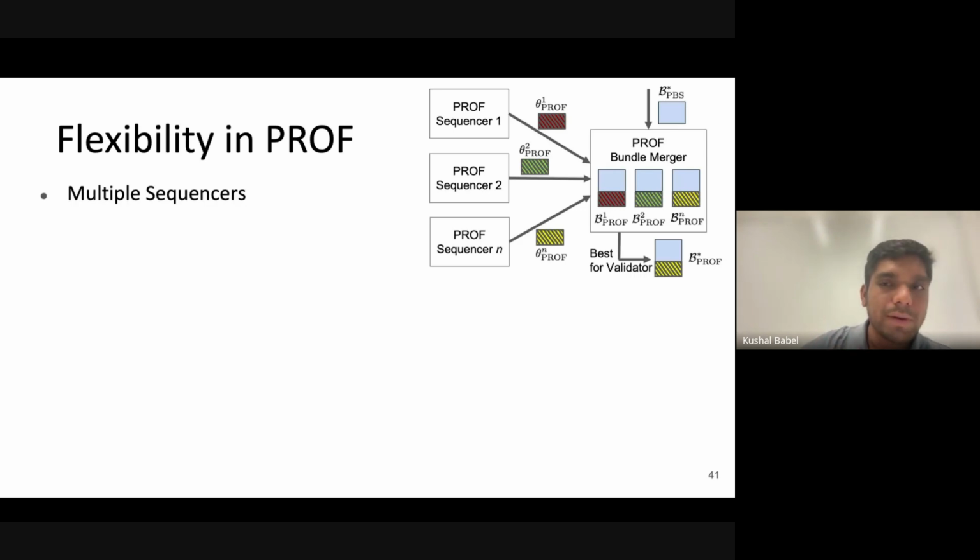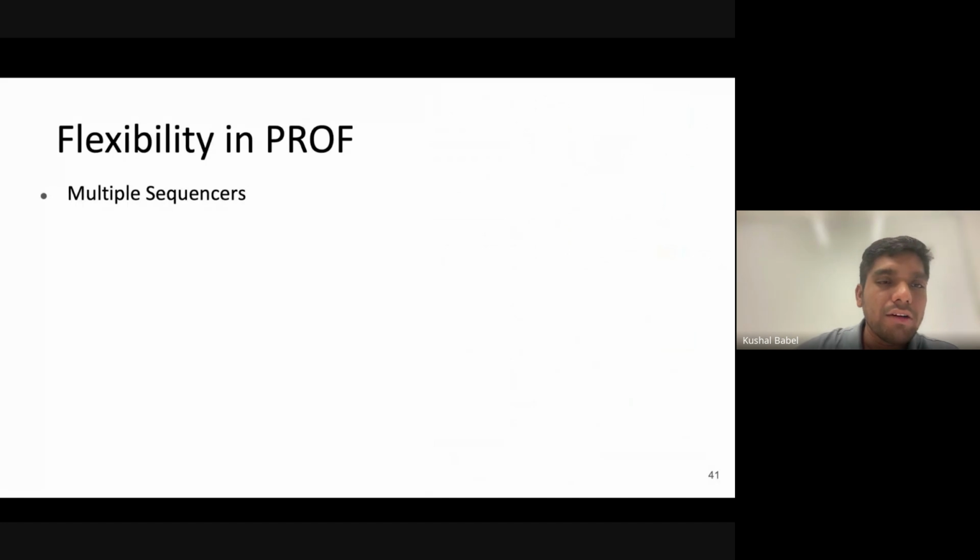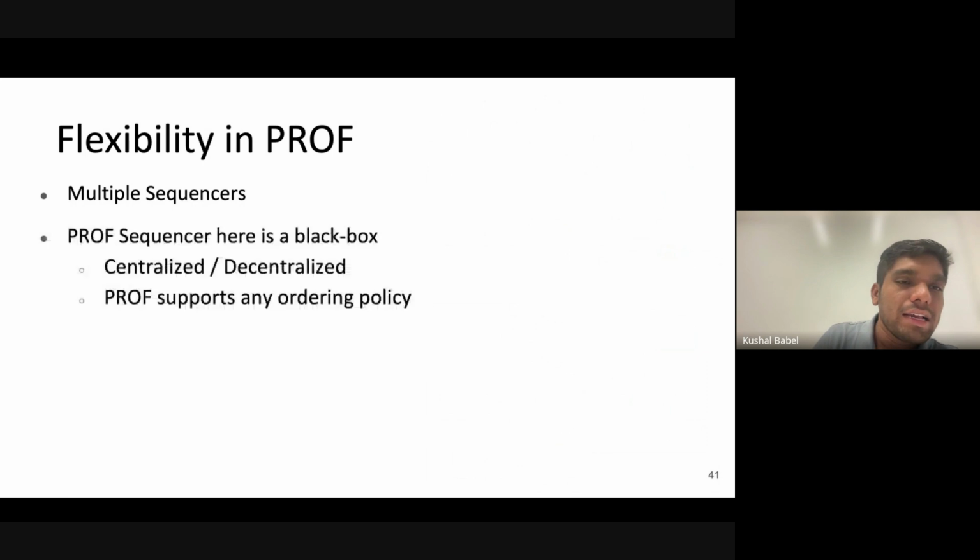The first one is multiple sequencers. You don't need one prof sequencer. There can be multiple sequencers. Enrichment can happen concurrently, and then you can choose the best enriched block out of all. You can also have sequential enrichment. So prof bundles from multiple sequencers can be appended to each other and have even more enrichment happening. The other flexibility that is very key that one can miss at the outset is that the prof sequencer is not a centralized entity.